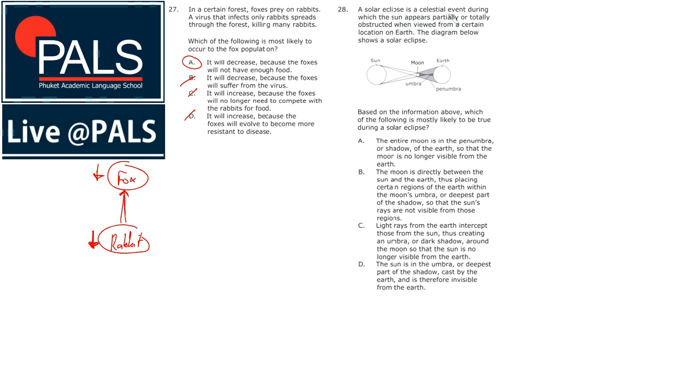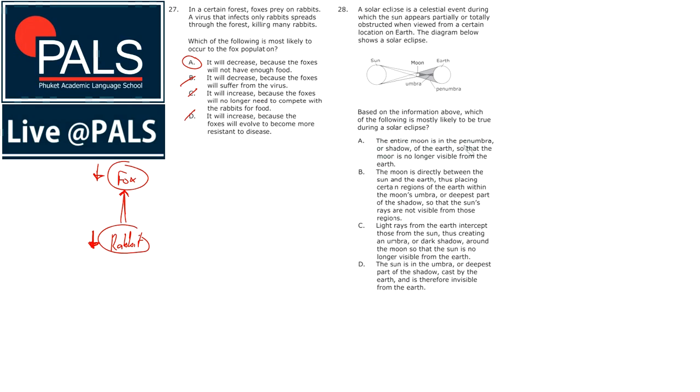A solar eclipse is a celestial event during which the sun appears partially or totally obstructed when viewed from a certain location on Earth. The diagram below shows a solar eclipse. You can see the Earth here, the Moon here, the Moon throwing a shadow on Earth's surface. So if you are right in the umbra, then you will see the eclipse. And here you will see a little bit of the eclipse, in the penumbra.